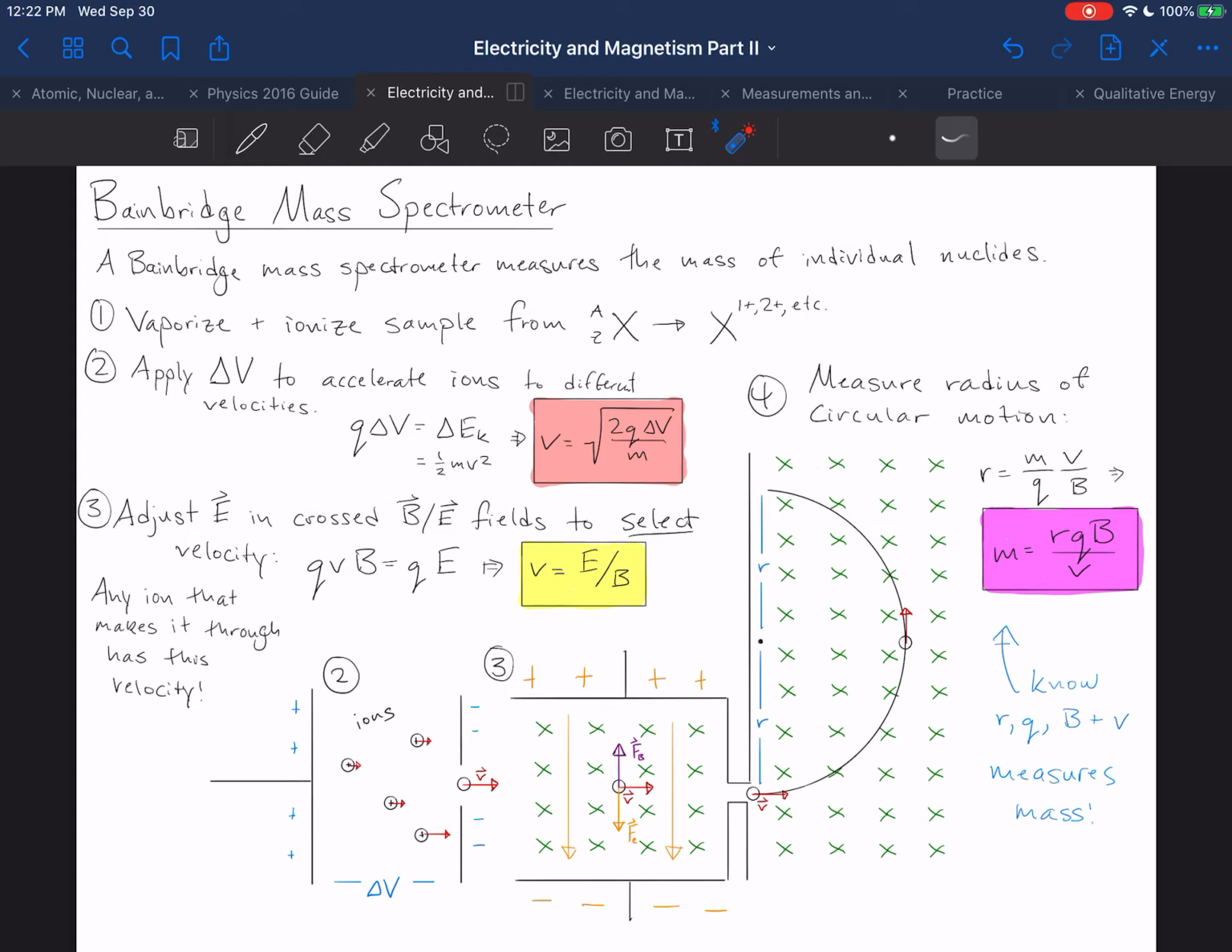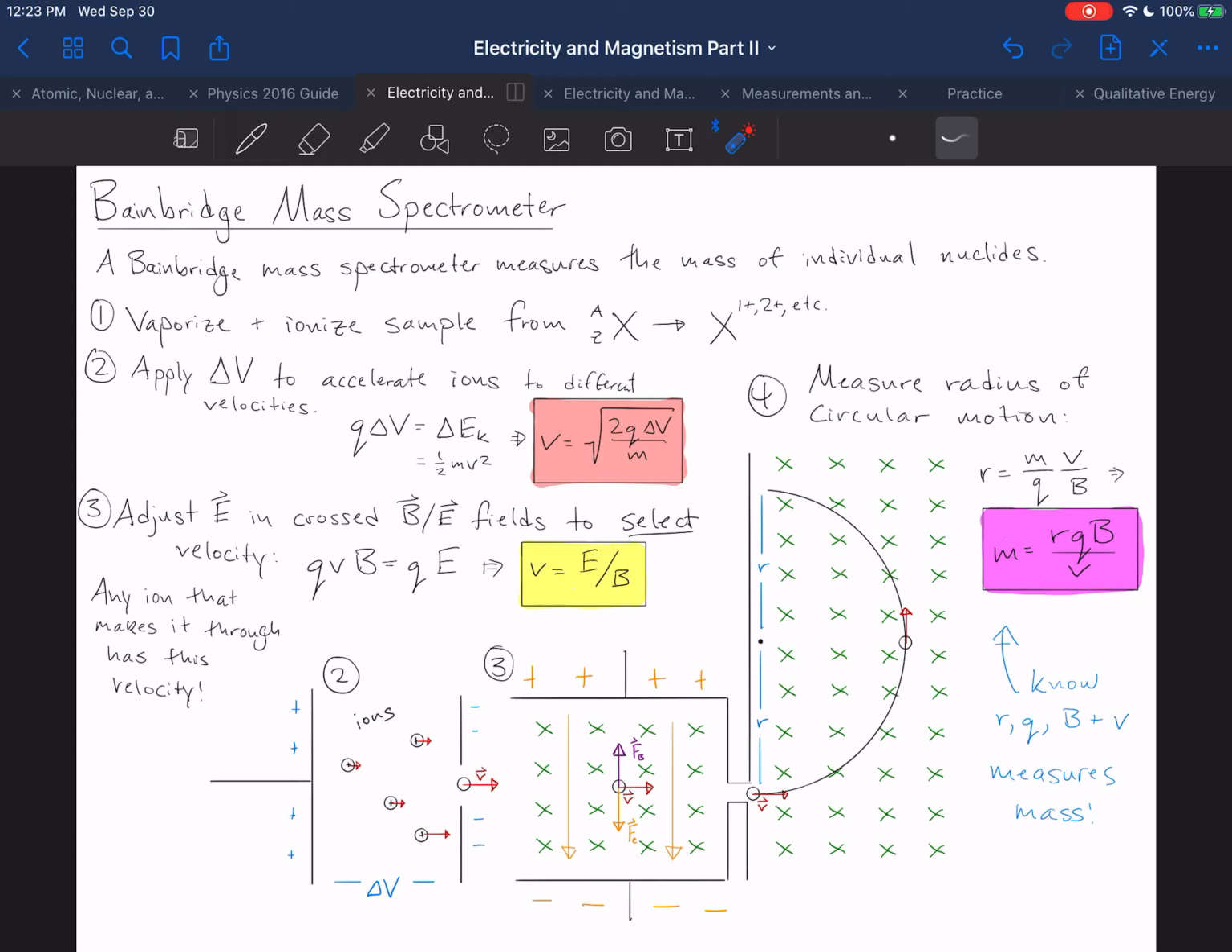And we do that using a device called the Bainbridge mass spectrometer. It's an important tool, and we're going to go through the basic structure, through different steps having to do with the Bainbridge mass spectrometer. But mostly it is important because if you understand the full workings of the Bainbridge mass spec, then you understand a lot of the material of this unit.